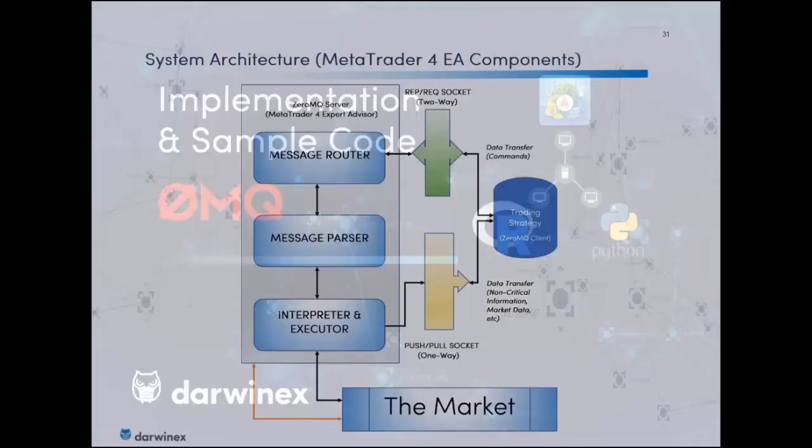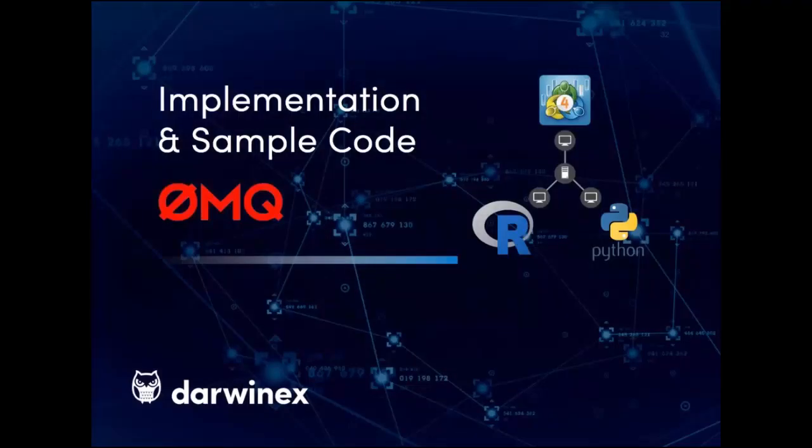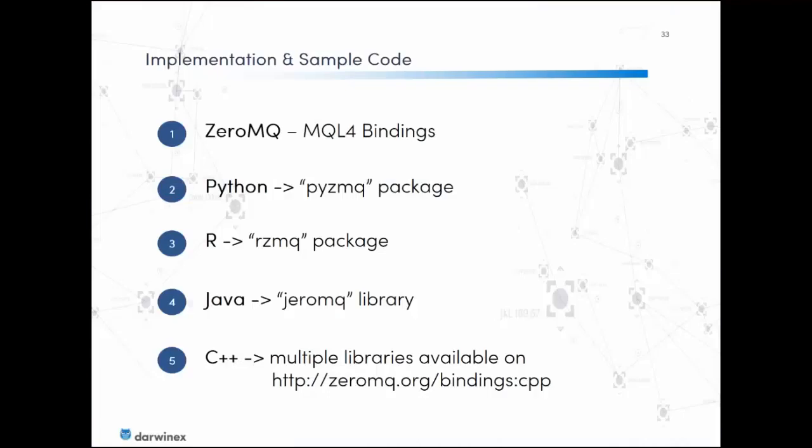a result. In terms of implementation and sample code, the fun bit for which we needed all of this theory, and hopefully the infographic was helpful in digesting the theory and the concepts. You will need the following for implementation. Firstly, ZeroMQ itself. Now, here's where we need to be specific. So ZeroMQ has MQL4 bindings as well.